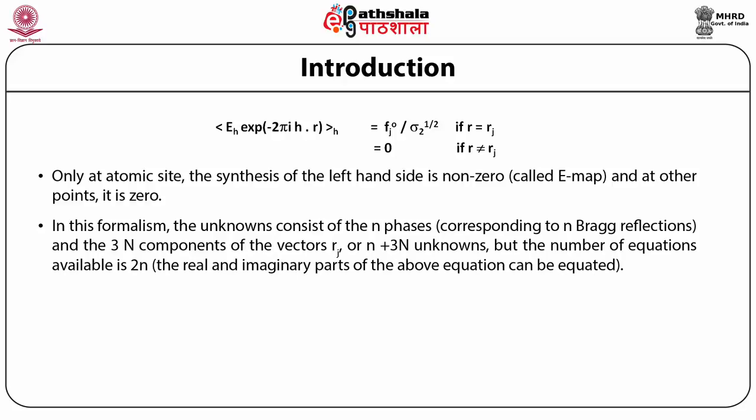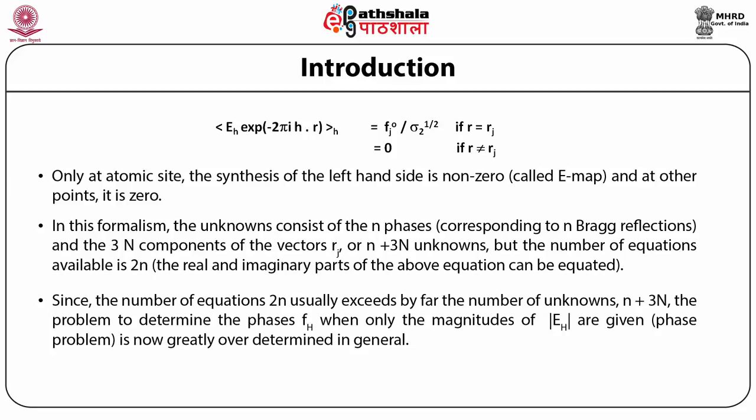This is how they formulated it. Even then people didn't accept it because of the assumption they made. As shown in the example just now, the number of equations 2n usually exceeds by far the number of unknowns, n plus 3 capital N.